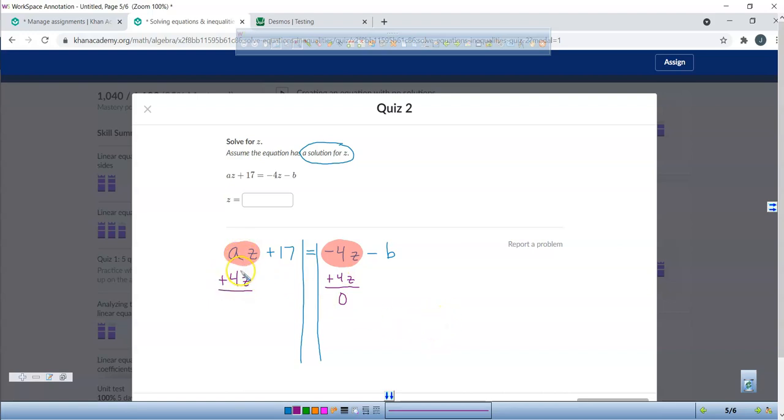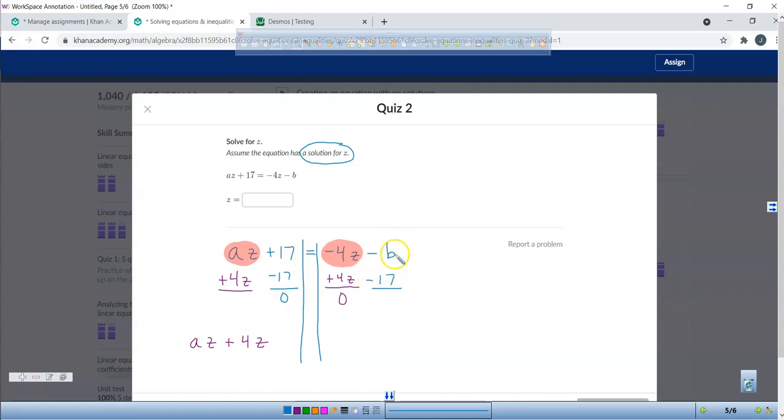Now, can we combine these? No, because that's an a times z, and that's a 4 times z. So I've got to leave it as a z plus 4z. That's the expression that you have. I moved all of the z variables over to the left-hand side, which means everything else needs to go to the right-hand side. So you've got to ask yourself, how do I get rid of a positive 17? Hopefully you'll say minus 17. Whatever I do to one side, I have to do to the other side.